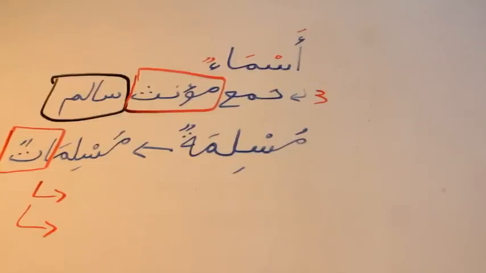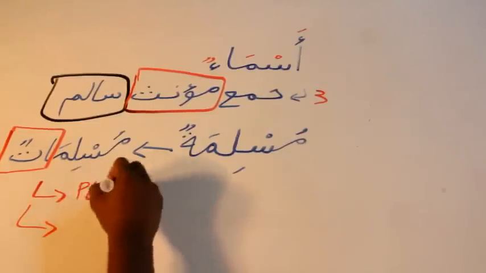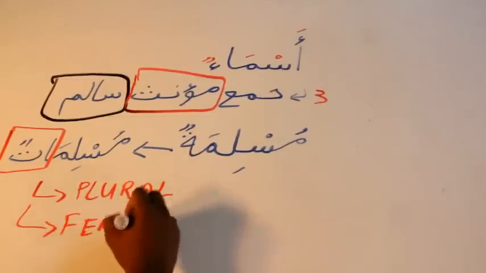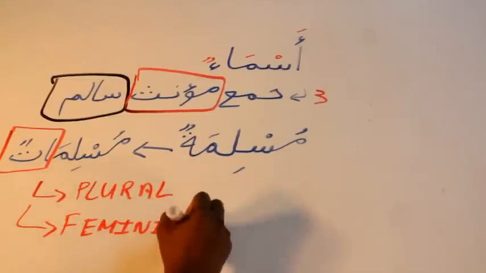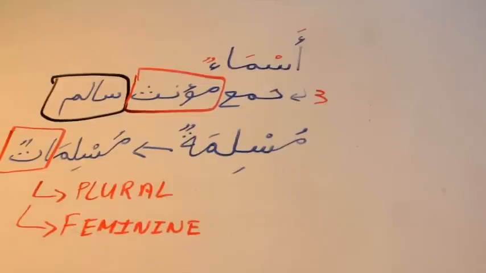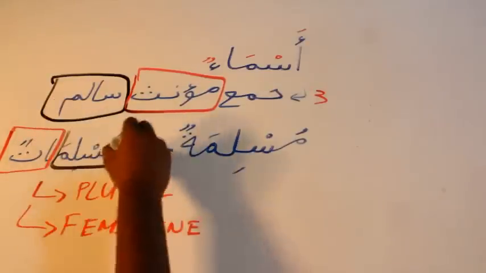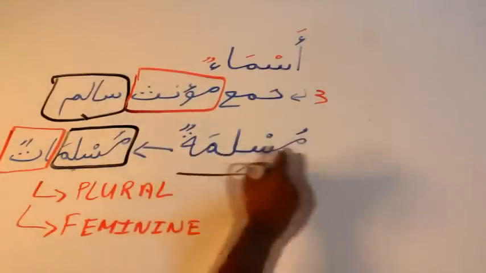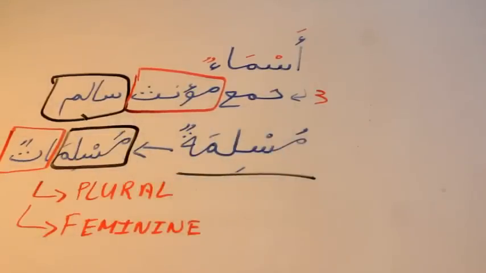And second, so plural and feminine. The second part of it is the saved part, the Muslim part. Muslim. And this is the saved part, again Salim, because the word Muslim is still inside the plural. So this is why we call it Jam Mu'annath Salim.